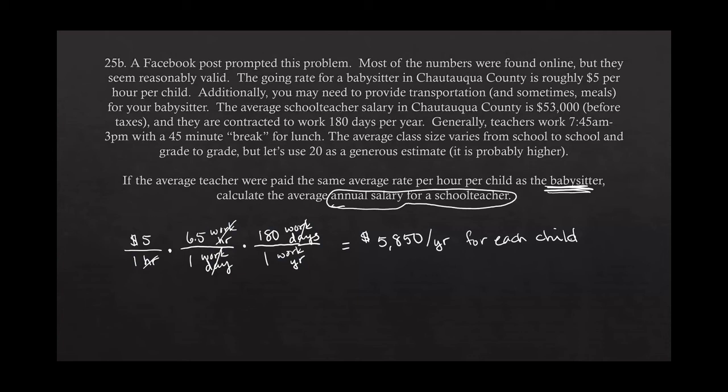So, all right. So now that's for each child. But again, we have that class of size 20. So we need to multiply that by all 20 children essentially. So I'm going to be a little lazy here and just say times 20 children, right? When you multiply those out, you will get $117,000 per year. Okay. So if a teacher with a class of 20 was getting paid that $5 per hour per child, working the bare minimum hours, they should have a salary of $117,000.